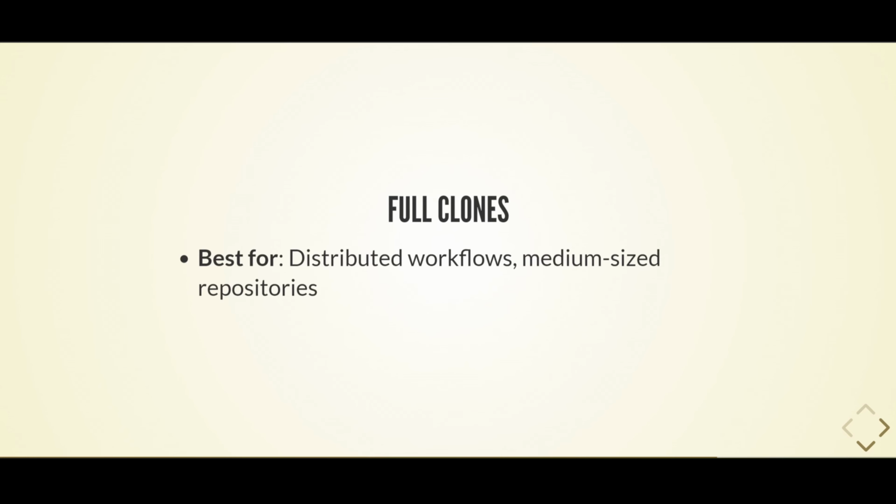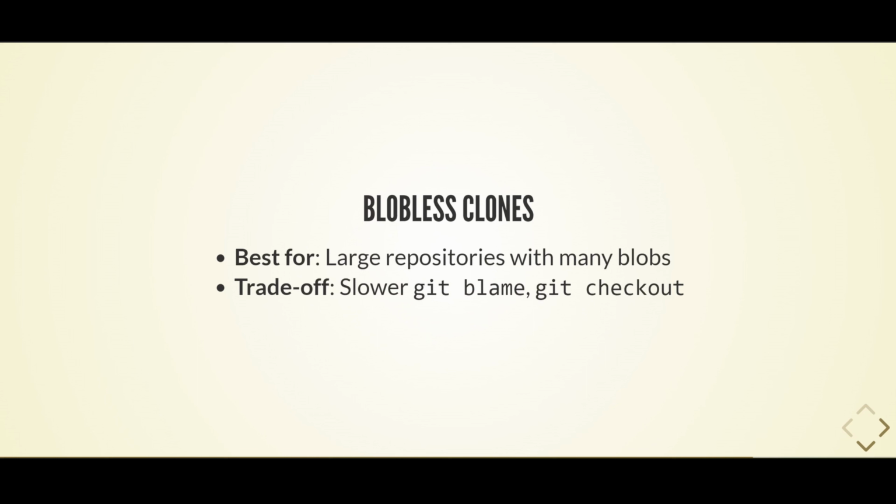Full clones are best suited for distributed workflows and medium-sized repositories where the entire history and data are needed. Blobless clones are recommended for large repositories with many blobs. However, they come with the trade-off of slower performance for certain commands like git blame and git checkout.